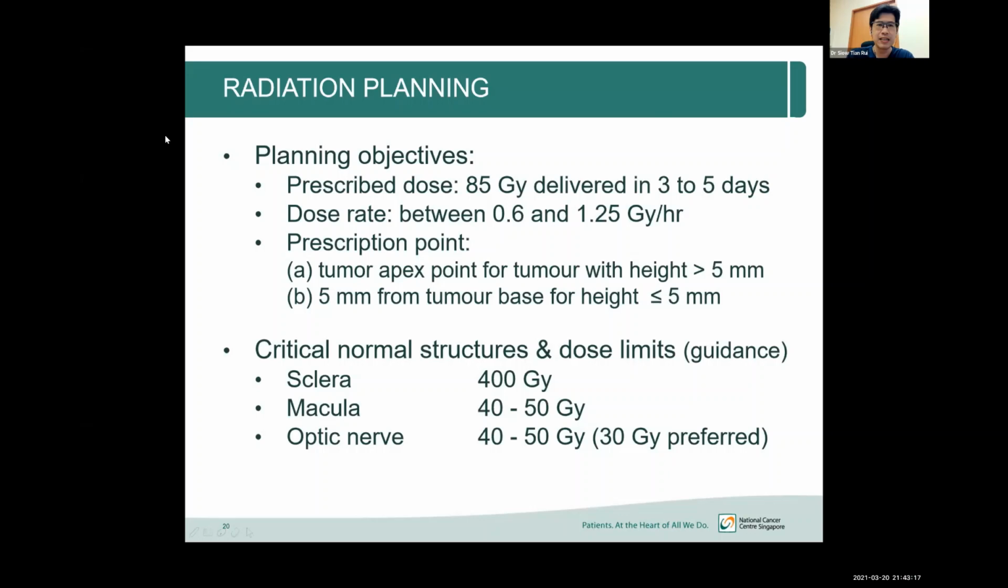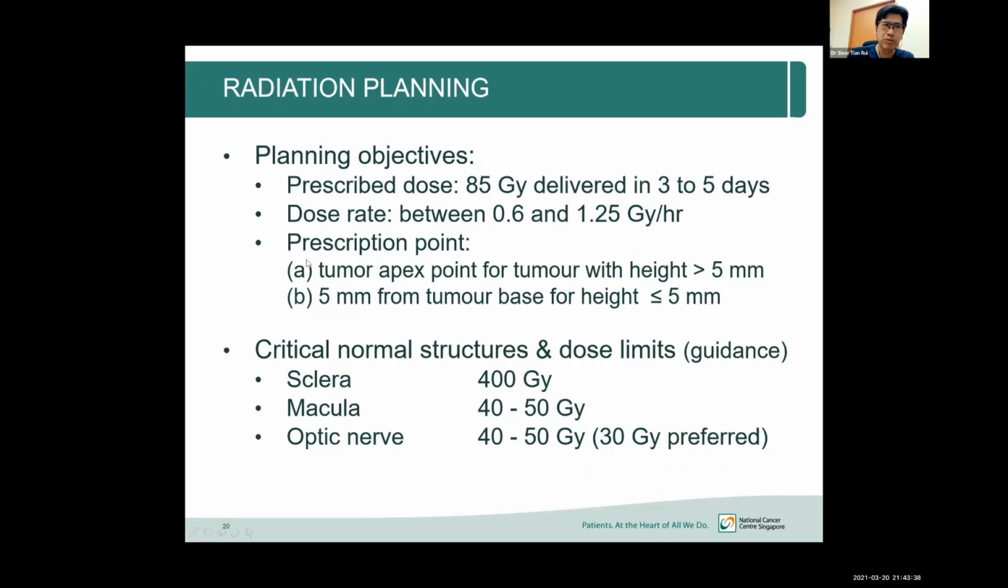As for the rest, the prescription point: if the tumor was more than 5 millimeters, the prescription point will be to the apex of the tumor. So if it was 6 millimeters, we will prescribe 85 grays to 6 millimeters, and so on. But if the tumor was small, let's say 4 millimeters, we will still prescribe to a point in space which is 5 millimeters. We will not prescribe to 4 millimeters, we'll still prescribe the 85 grays to 5 millimeters.